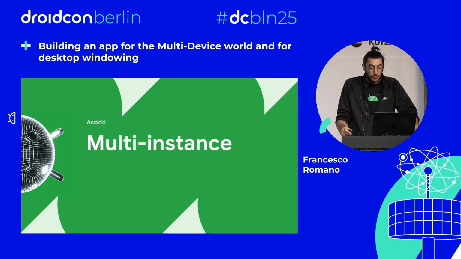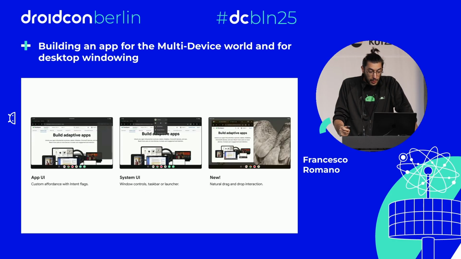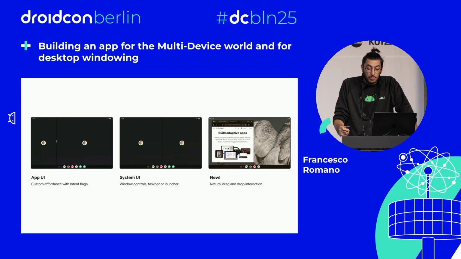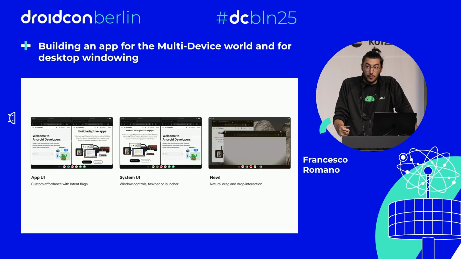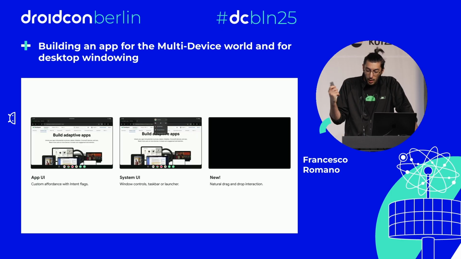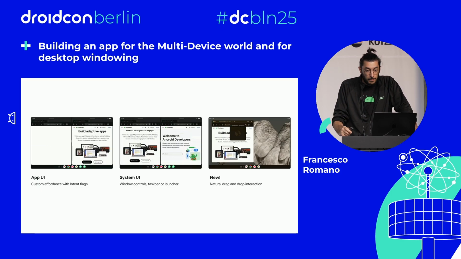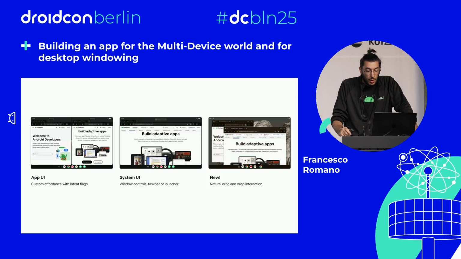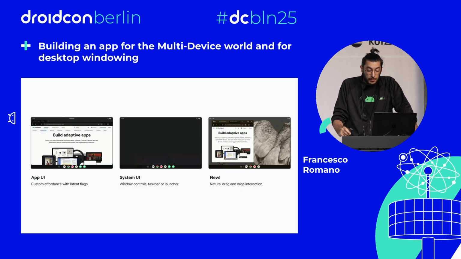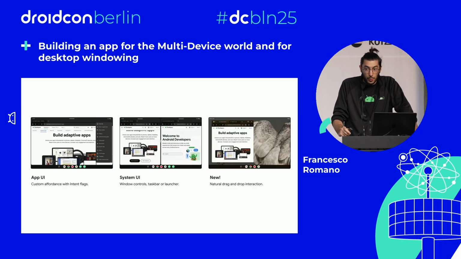or maybe they want to share content between the windows with drag and drop. And in Android, there are essentially three ways to start an additional instance of your app. Either from a UI affordance from your own app, from the system UI, but also with the drag and drop gesture. And now we're going to see how to implement all of them.